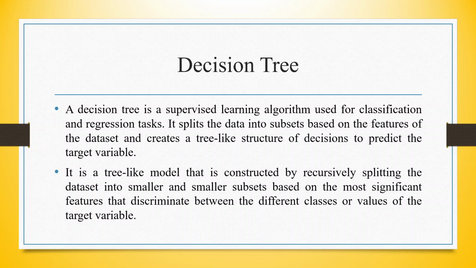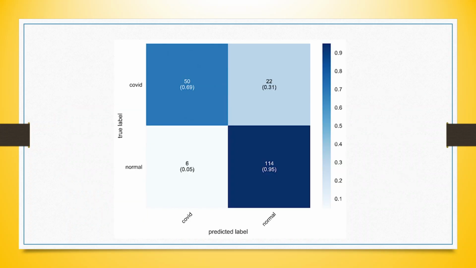It is a tree-like model that is constructed by recursively splitting the dataset into smaller and smaller subsets based on the most significant features that discriminate between the different classes or values of the target variable. After we run the decision learner algorithm, it is necessary that we evaluate how well the classification has been done. For this, we generate the confusion matrix.